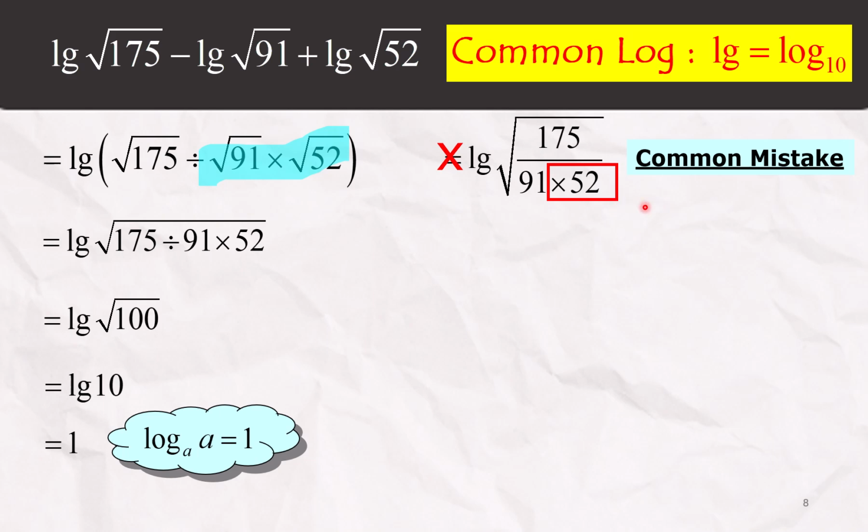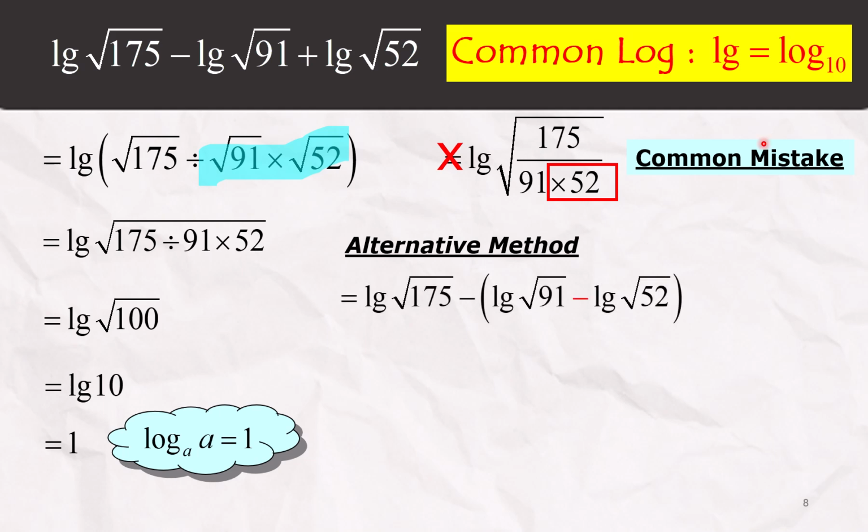Now, if I'm going to use another method, I will be able to show you why it is an error. So what I'm going to do is put a bracket for the last two log functions. So you know that when I put a bracket for the last two log functions, you notice that this sign here should be a minus, because from a plus it should change to a minus because of the bracket. Now with this, if I rewrite this, I will be able to apply the quotient law. This will give me the square root of 91 over 52.